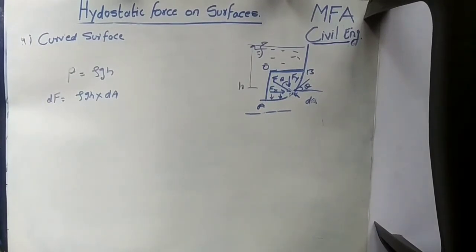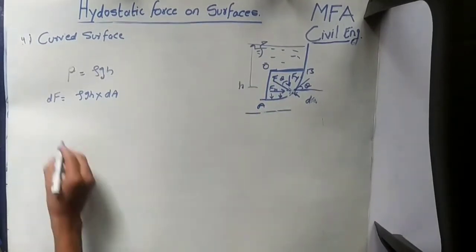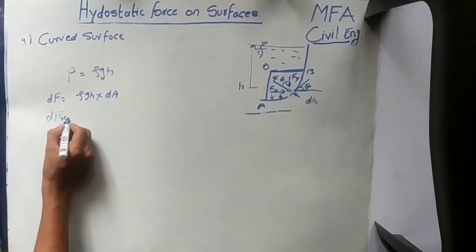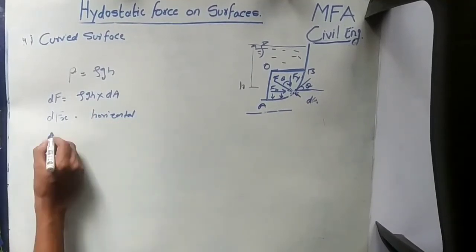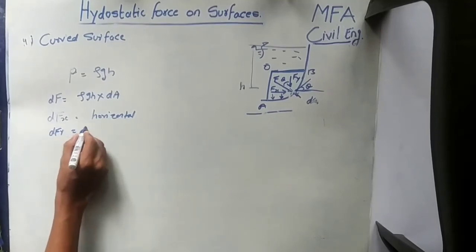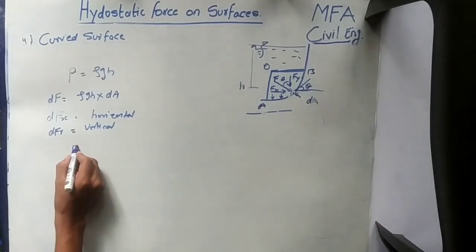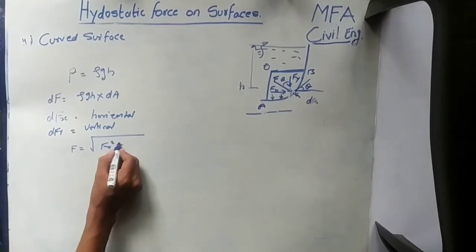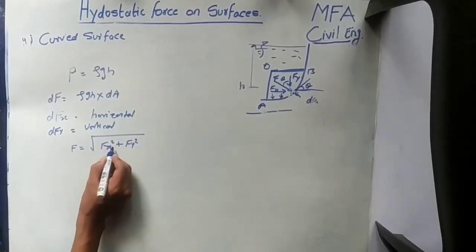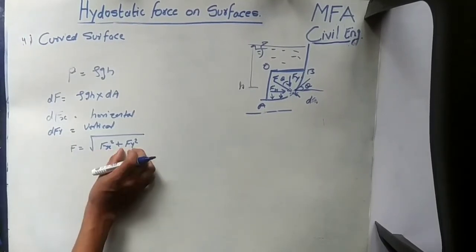In this case we have to resolve this force into two components, a horizontal and a vertical component. Then dF is resolved into the horizontal component dFx and dFy as the vertical. Now the resultant or total pressure force we can obtain by the formula: square root of Fx square plus Fy square. Fx is the summation of all the forces acting in the horizontal direction, and Fy is the summation of all the forces in the vertical direction.